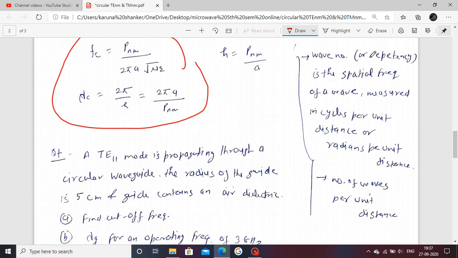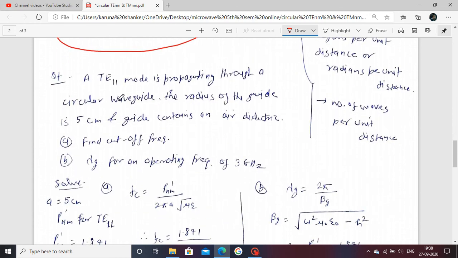Wave number is the repetency. That is the spatial frequency of a wave, measured in cycles per unit distance. Similar to frequency, where we have per second, the number of cycles per second is called hertz. Wave number is measured in cycles per unit distance or radians per unit distance. That is called wave number, or number of waves per unit distance.